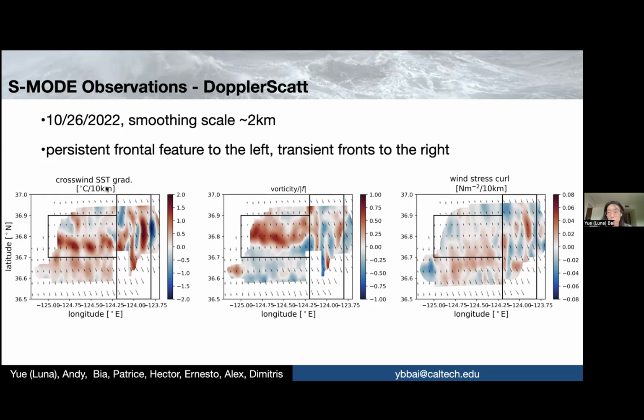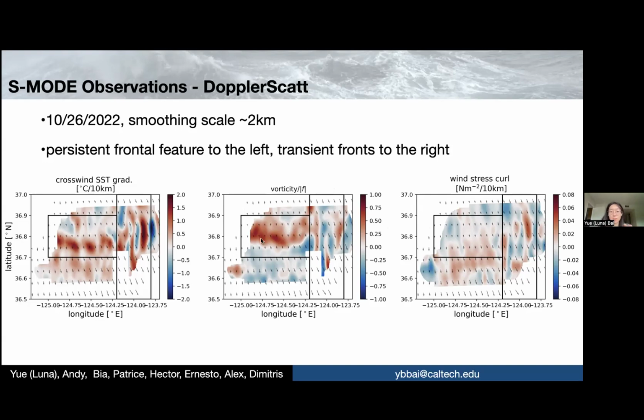On the left is the crosswind SST gradient. This is not coming from Doppler scat, sadly. This is actually from satellite data that we found at around the same time as the Doppler scat measurements. The middle and right panels show the ocean surface vorticity and the surface wind stress curl measured by Doppler scat.